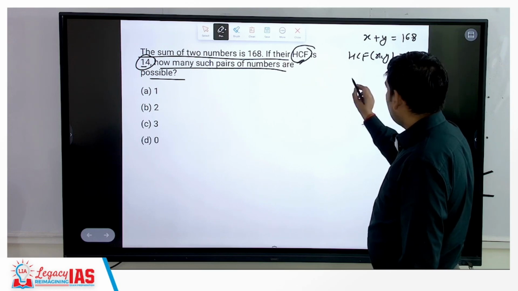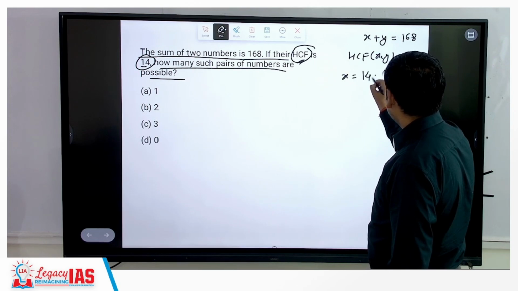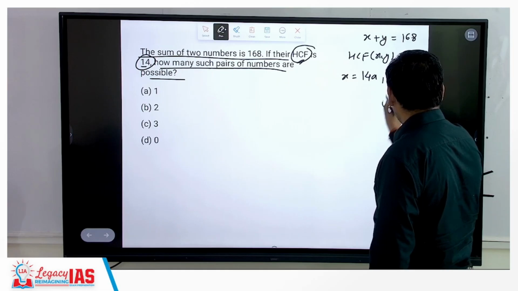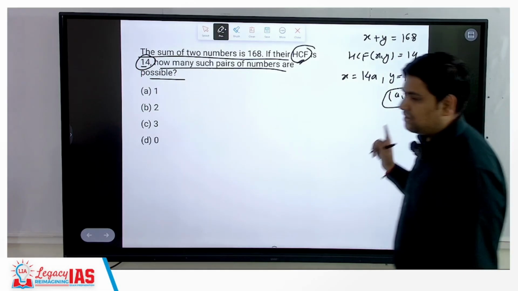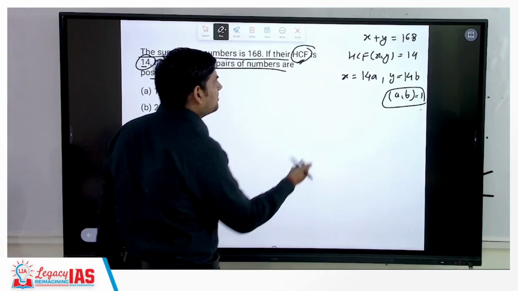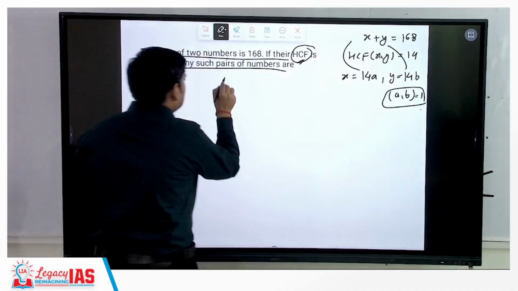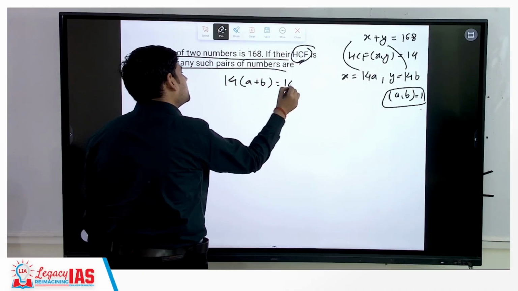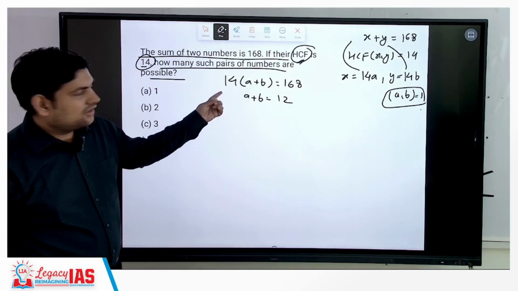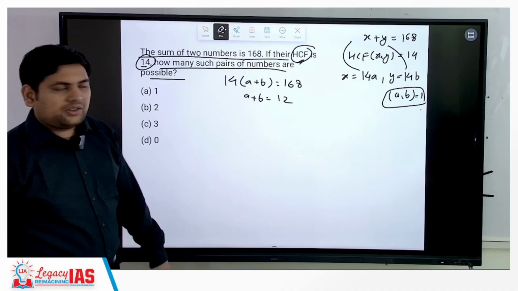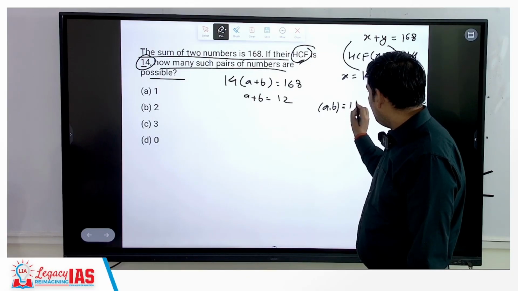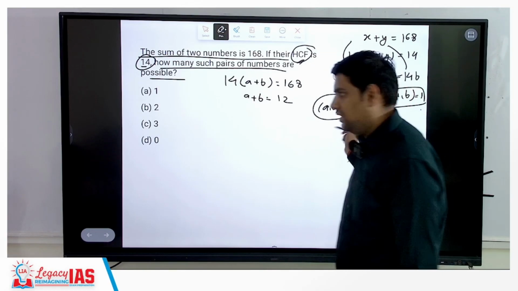So how should you write x and y? You should write x equals 14a and y equals 14b, where a and b are co-prime. This is how you write whenever the HCF of two numbers is given. A and b have to be co-prime. Now it becomes simple. You put these values here. You get 14 times a plus b is equal to 168. Divided, you get a plus b is equal to 12. Correct? 14 times 12 is 140 and 28 more. So a plus b has to be 12, where a and b have no common factor other than 1. That is, they are co-prime.